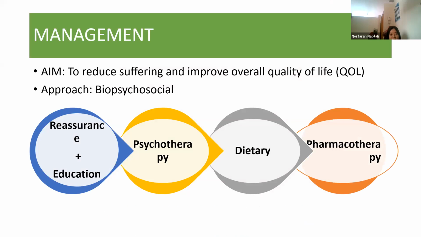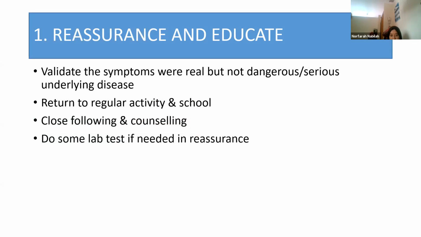Okay, next, about the management. So basically the aim is to reduce the suffering and improve overall quality of life. So we use a biopsychosocial approach. So we do reassurance and education, psychotherapy, dietary, and the last one is pharmacotherapy. Before we approach this management, it is important for us to make a correct diagnosis because the specific cause of the pain has a different management.